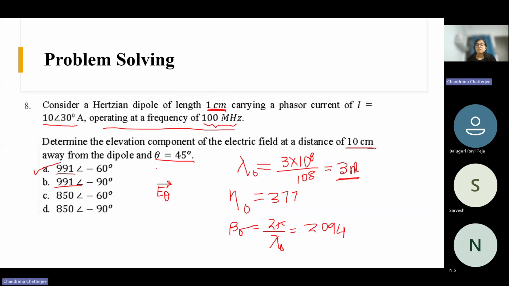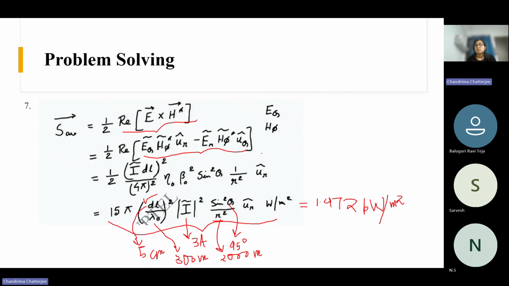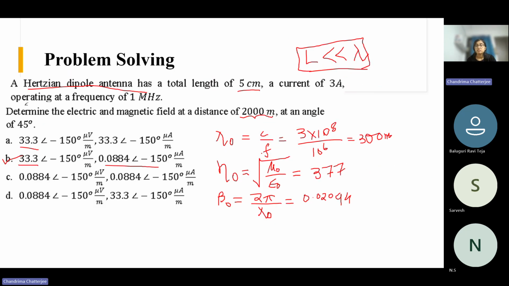Just practice a little bit, because here you will have to do the vector calculation. So you will have to be a little careful. Don't mix up the real part and imaginary part. Otherwise, the value you will get will be wrong. So in that case, you just have to be a little cautious. Otherwise, I think rest of the things are fine.